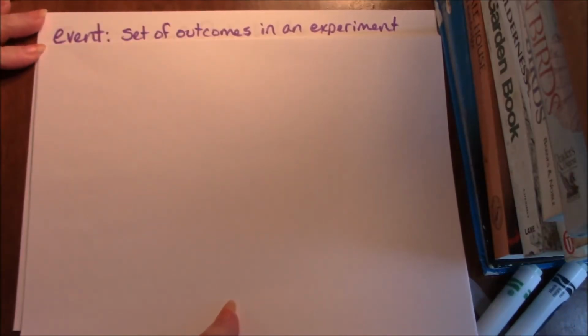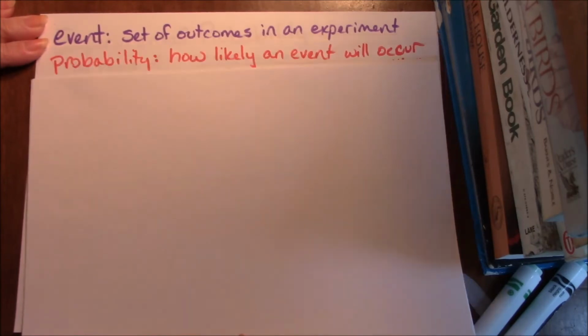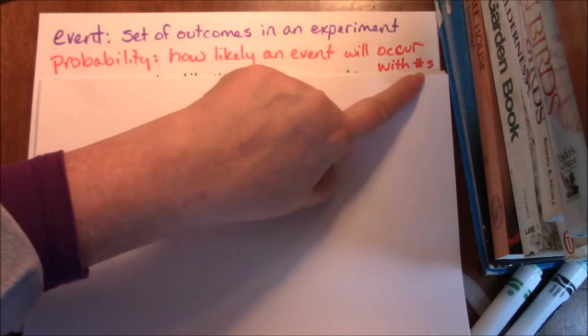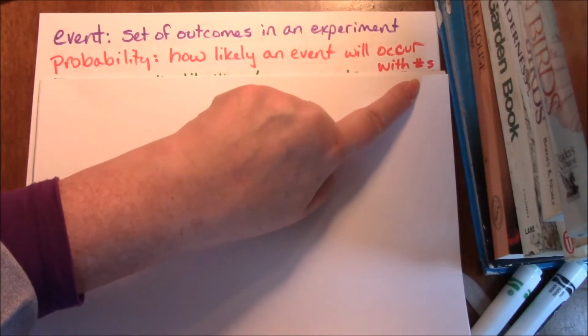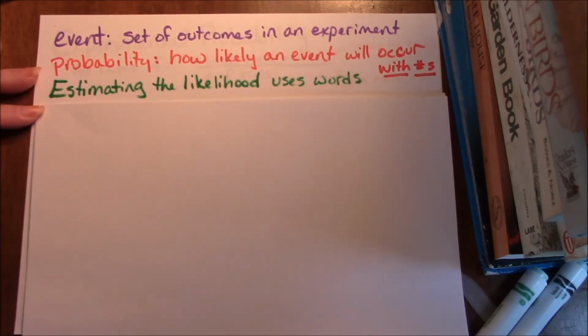Continuing with the vocabulary, an event is a set of outcomes in an experiment. Probability is how likely an event will occur, and probability happens with numbers. There's also a question that they'll ask you about the likelihood, and when you estimate the likelihood of something happening, that's when you use words.